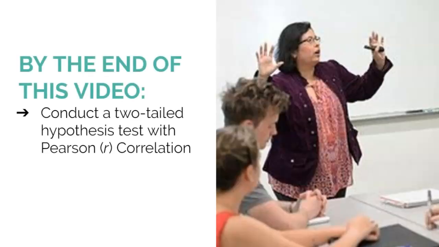By the end of this video, you'll be able to conduct a two-tailed hypothesis test with Pearson R correlation. Please print the corresponding handout for this video and feel free to pause the video at any time to take notes on the handout.